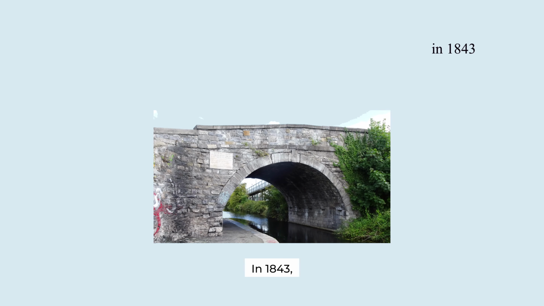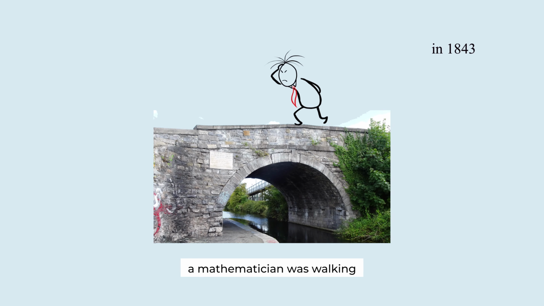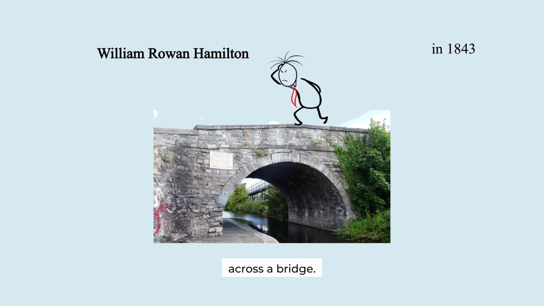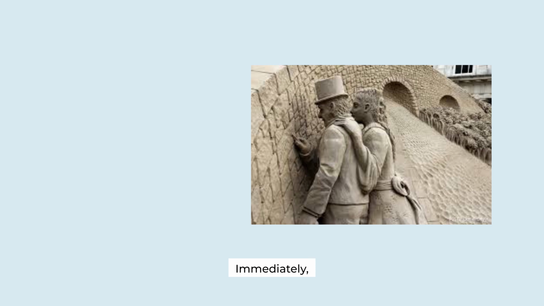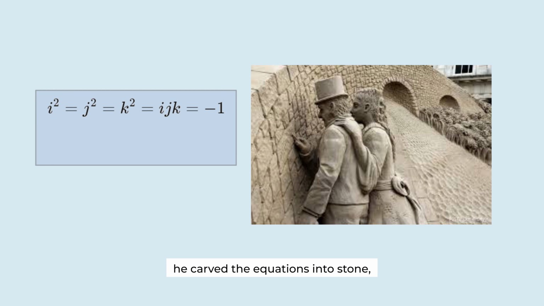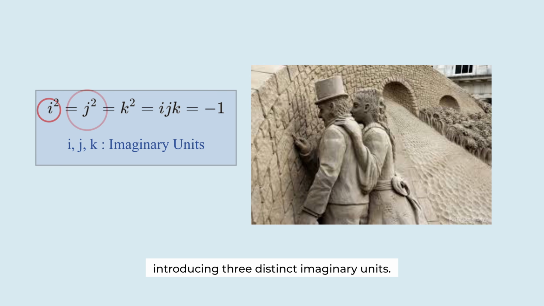In 1843, a mathematician was walking across a bridge. Suddenly, he imagined a new mathematical language for 3D rotation. Immediately, he carved the equations into stone, introducing three distinct imaginary units. No one knew it then.